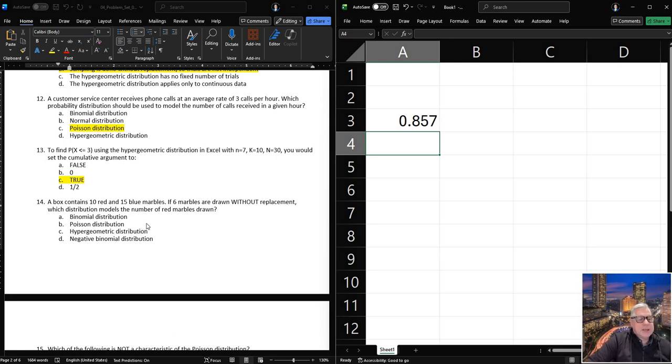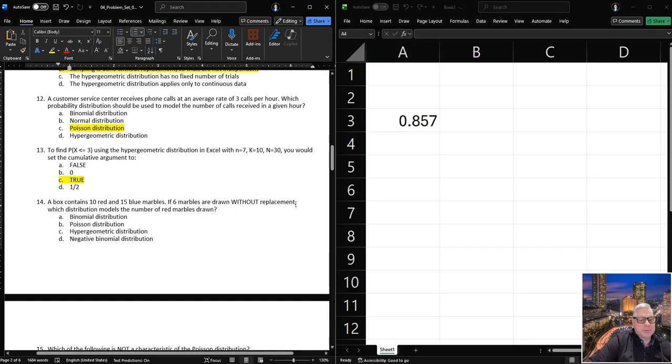A box contains 10 red and 15 blue marbles. If 6 marbles are drawn without replacement, okay, so that without replacement already tells you it has probably something to do with the hypergeometric. Which distribution models the number of red marbles drawn? And of course that's the hypergeometric.